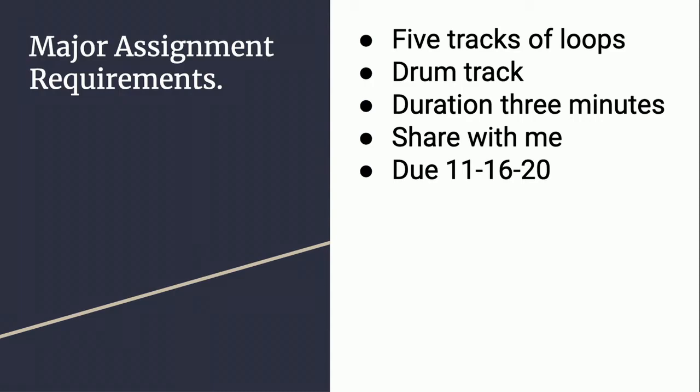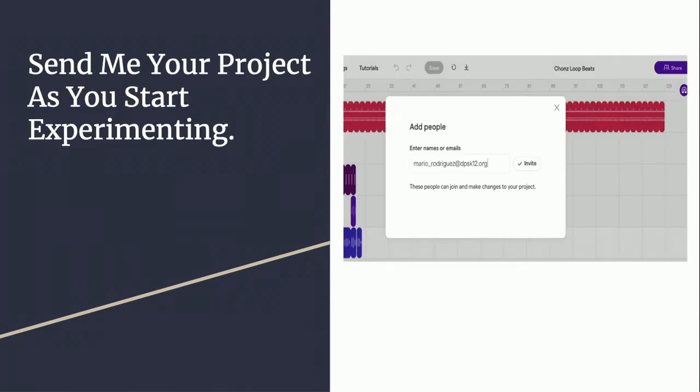I'm going to have you answer all these questions in a multiple choice to make sure that you understand what's required of you. Okay, do it right now. All right, send me your project as you start experimenting. And how do you send me your project? Well, look at my email right there. It's Mario_Rodriguez at dpsk.org. That's my email address, and that's how you invite me. So drop it here in Edpuzzle, my email address, so you know how to invite me to your project. All right, drop it now.